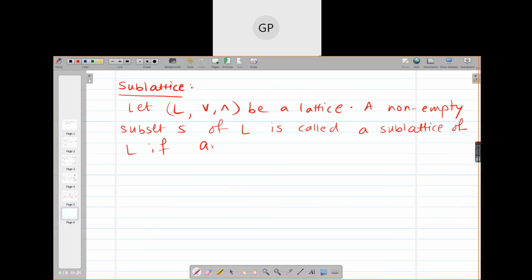if A join B belongs to S and A meet B belongs to S, for every A, B belonging to S. This means you have taken a subset S, and if you try to find the join and meet for every pair of the elements in S only, because already we know that L is a lattice, so every pair of elements in L will have join and meet, but it doesn't imply that every pair of elements in S will have join and meet in S. That join and meet should fall again in S, okay, not in L. Okay?